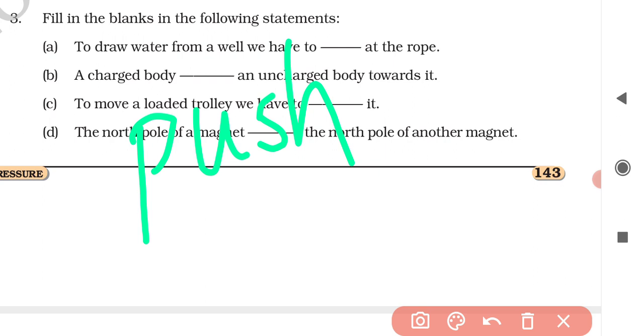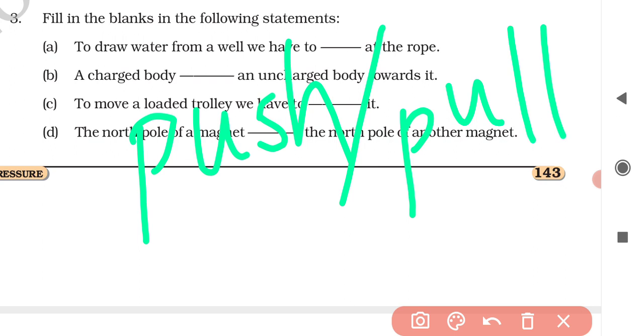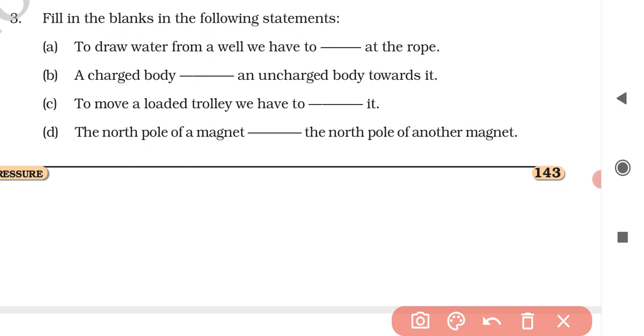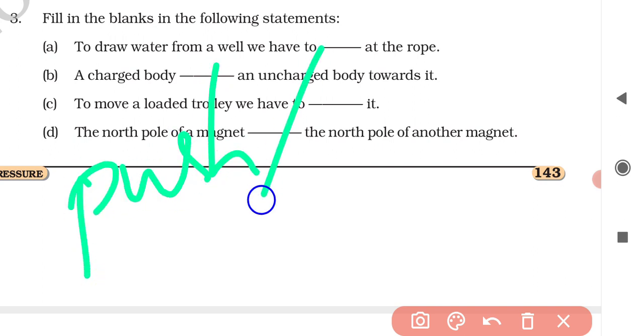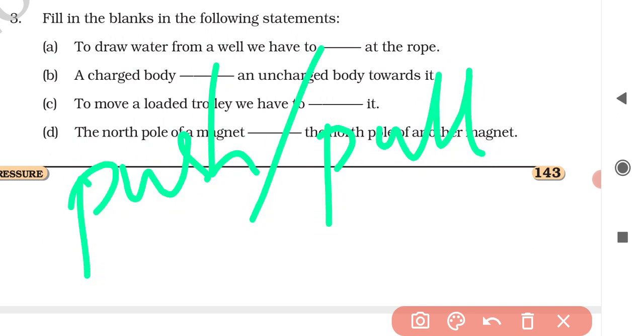You can write push or you can write pull also over here. Because to move a loaded trolley, we can push it also and we can pull it also, right? So you can write both. Push also, or you can write pull also over here. Either you can write like this, push/pull, in the third sentence, that is in sentence number C.